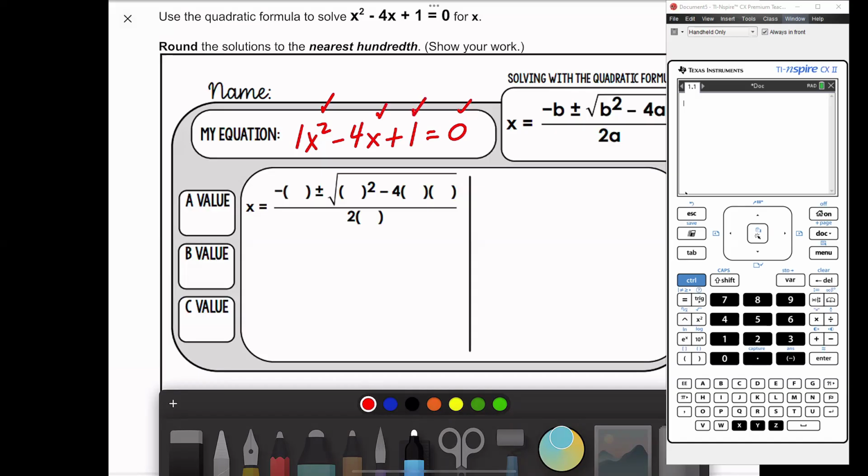From here, we're just going to do a, b, c. We're going to plug it into our formula, and then we're going to use the calculator. So let's go. The a value is 1. The b value is -4. The c value is +1.